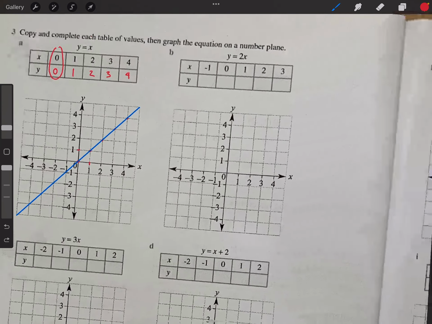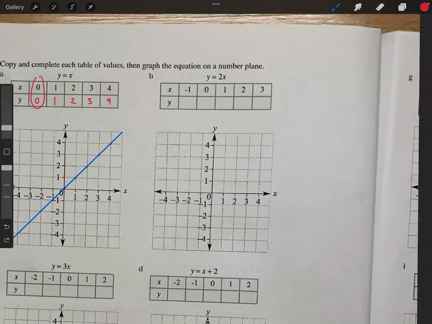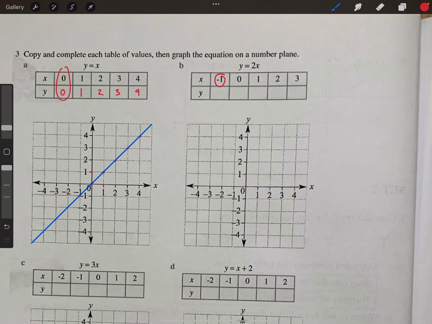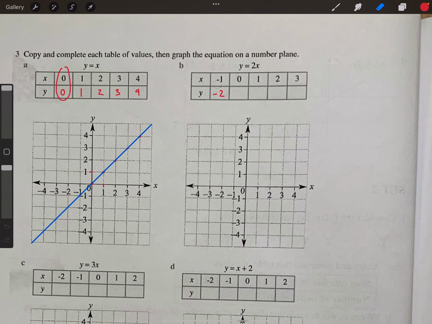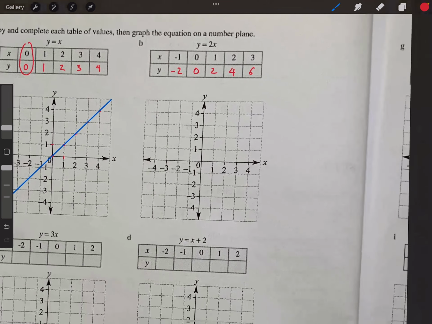Okay. Next one. y equals 2x. So when x equals minus 1, y is equal to 2 times that amount. So 2 times minus 1 is minus 2. When x equals 0, 2 times 0 is equal to 0. Just change the rubber. When x equals 1, 2, this will be 2, 4 and 6. So we can just graph it like this.